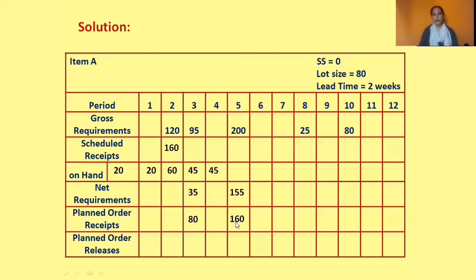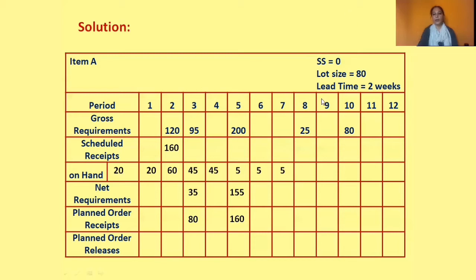Total 205 units we will have. Out of that we can use 200 units. So now on hand we will have only 5 units. For the next periods, that is 6 and 7, we don't have any gross requirement. So that is why we can transfer 5 units to the next periods, that is 6 and 7.